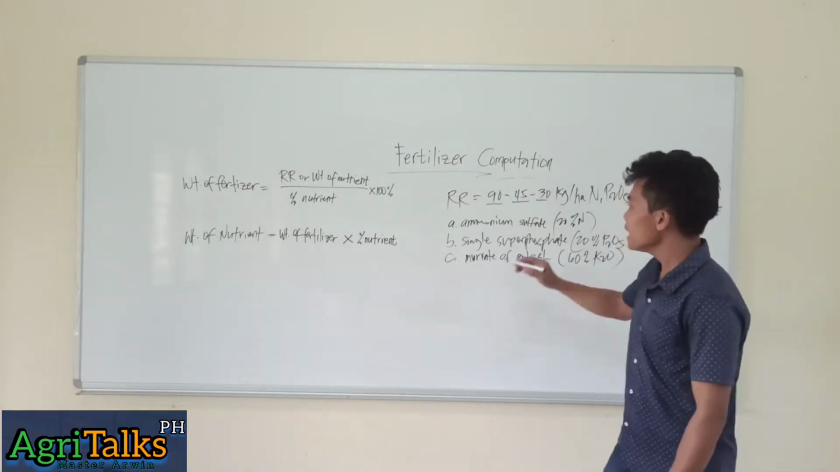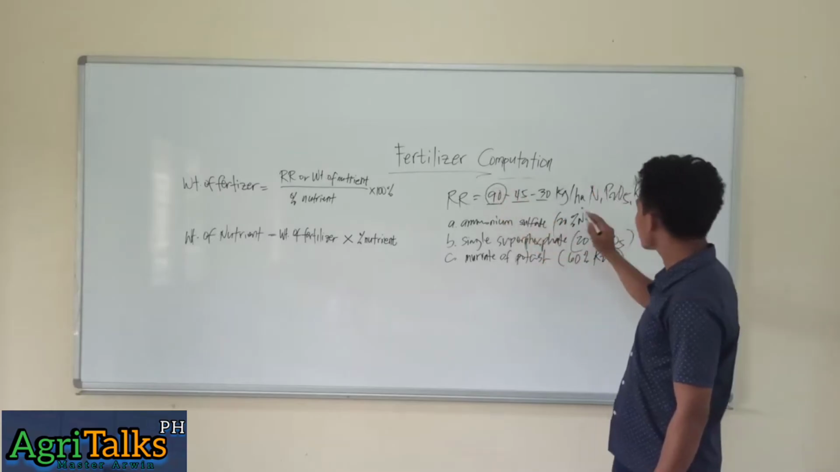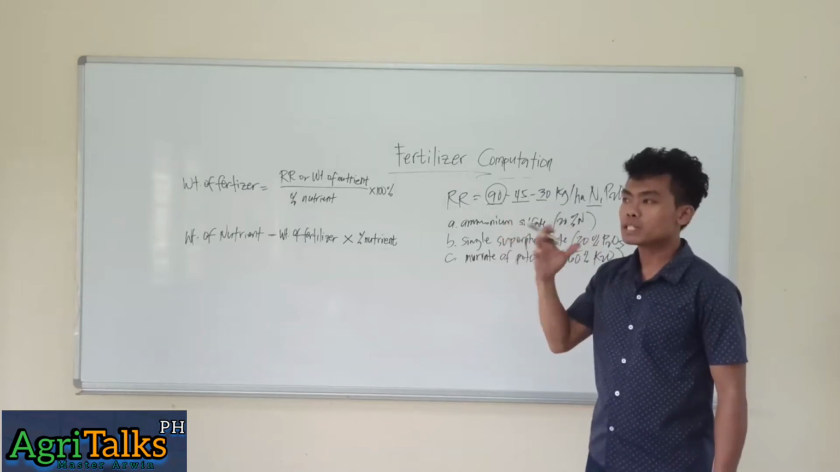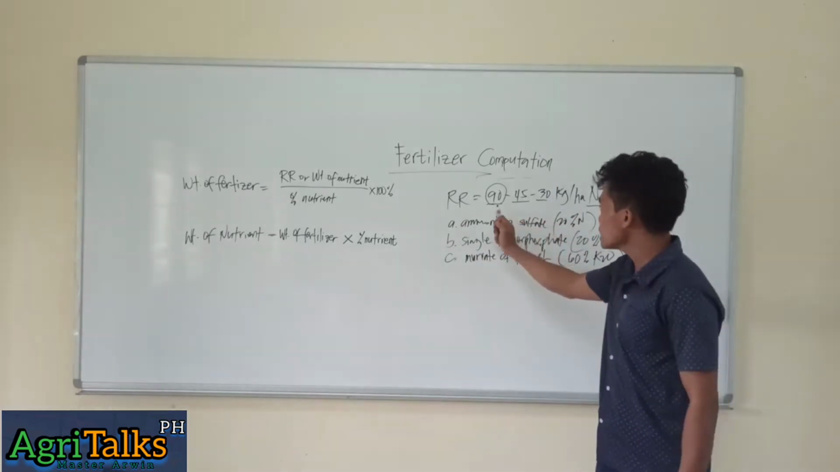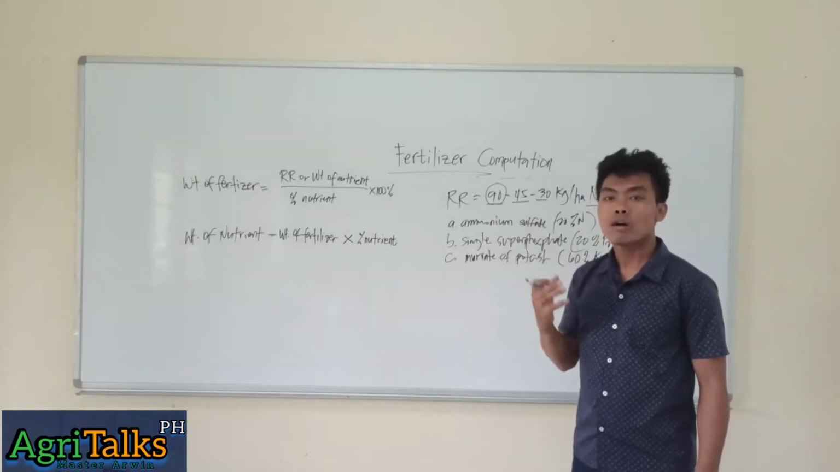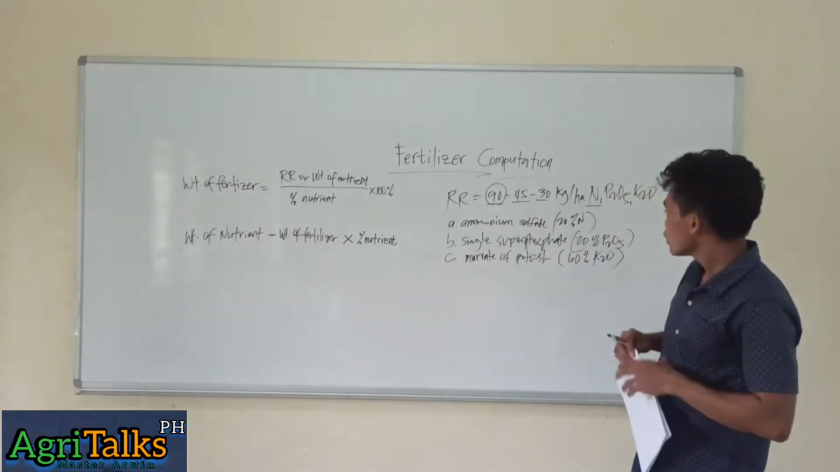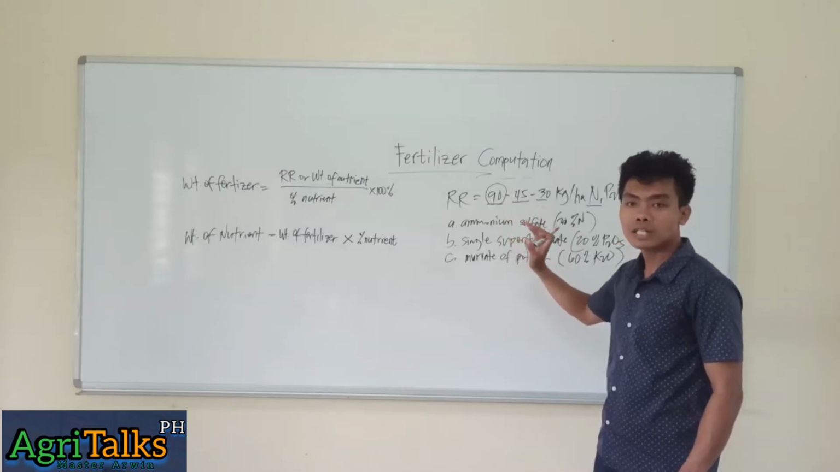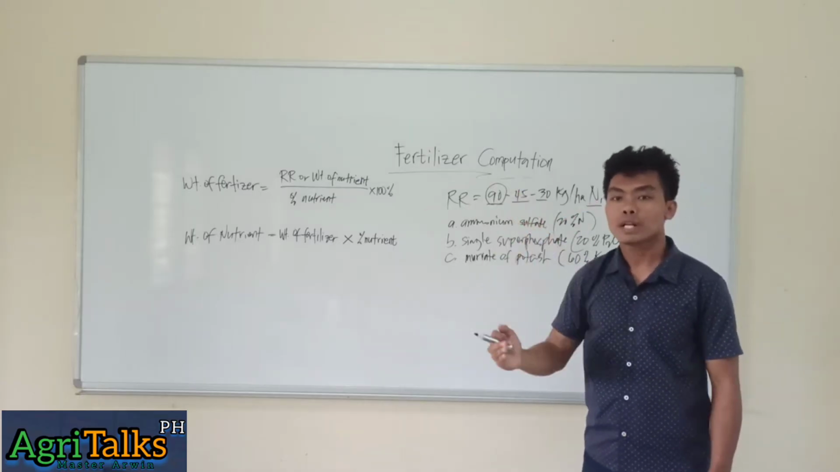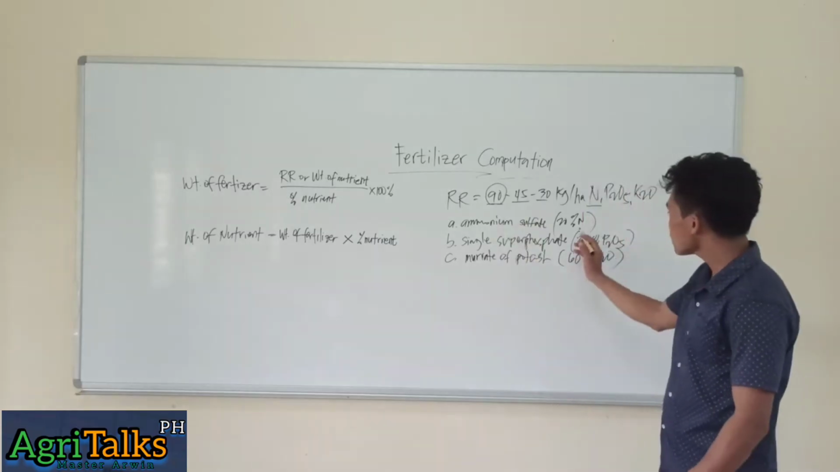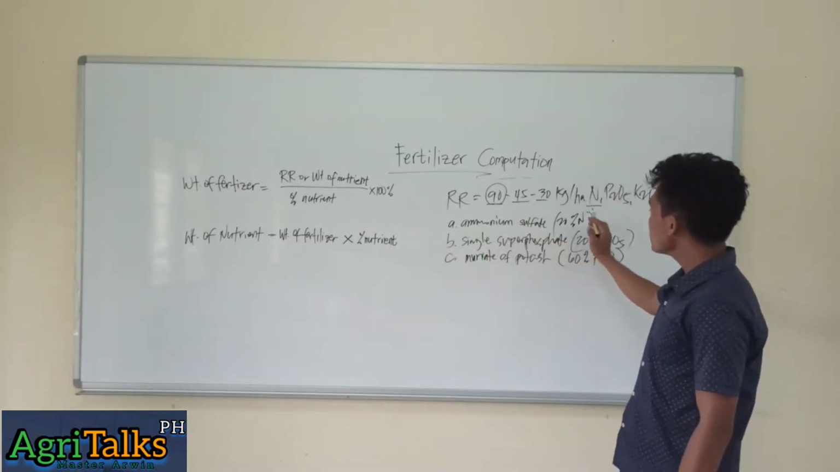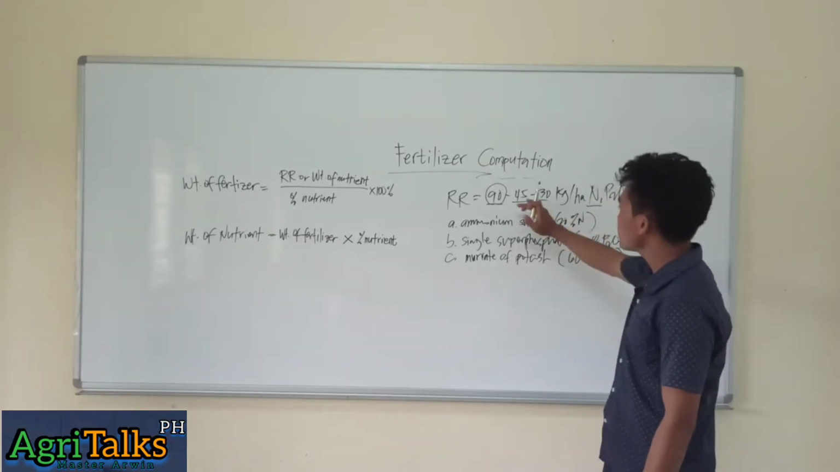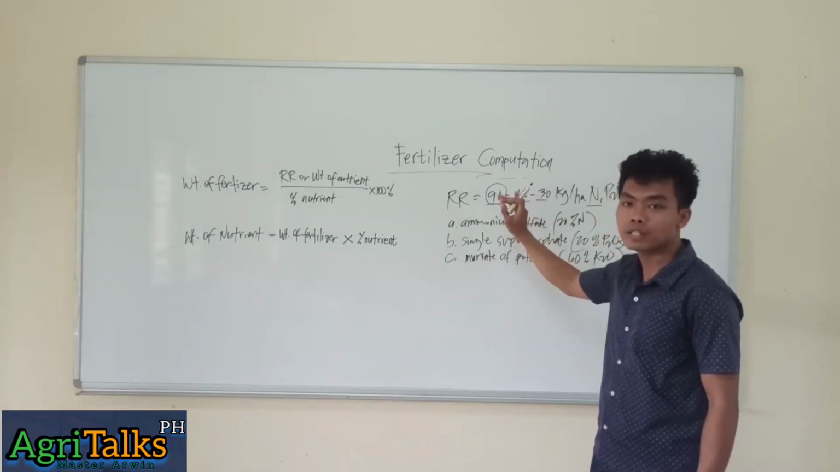So the soil needs 90 kilograms of nitrogen per hectare. So what materials should be added to the soil to satisfy the needs of nitrogen? So you will choose the fertilizer that contains that particular nutrient, such as nitrogen. So here, the ammonium sulfate contains 20% nitrogen. So we will use this material to supply this 90 kilograms of nitrogen.